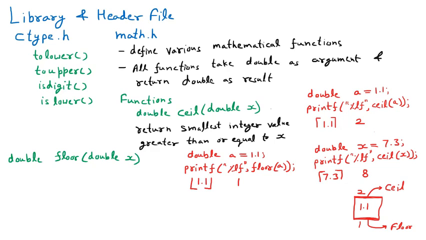Now I'm taking another example. Double x is equal to 7.3. Now printf %lf for the double, then floor of x. Floor means finding the floor of x. In mathematics we represent it like this. We are going to find the floor of x, and the x value is 7.3. So the floor of this is 7 or 7.0. That is the floor function, which gives the lower value.